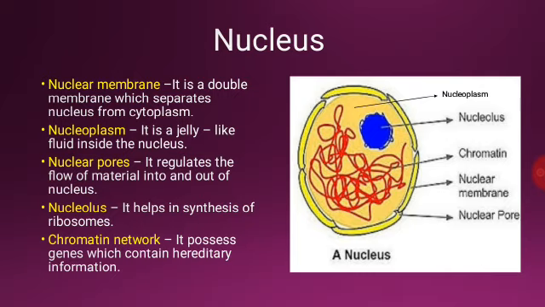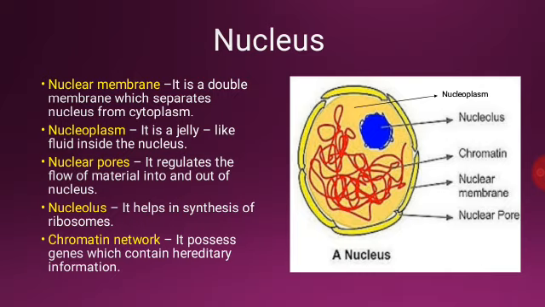The jelly-like fluid present inside the nucleus is called nucleoplasm, and the pores present in the nuclear membrane are called nuclear pores. These pores regulate flow of material into and out of the nucleus. Students, you can see very dense area inside the nucleus. This is called nucleolus. It is a very important part as it helps in the synthesis of ribosomes.